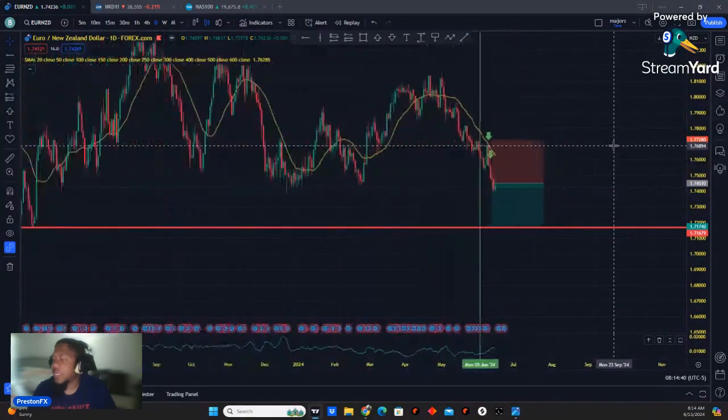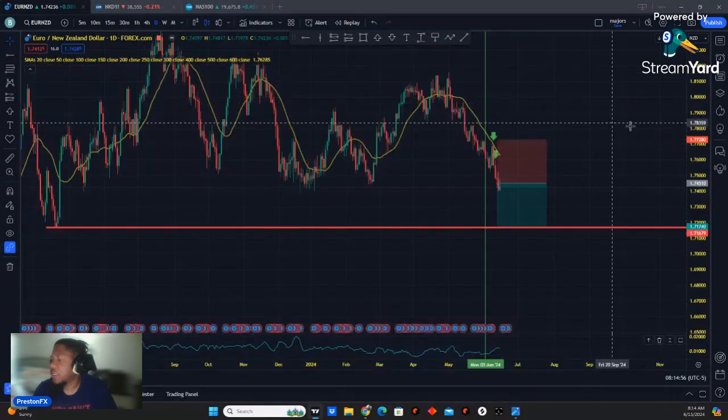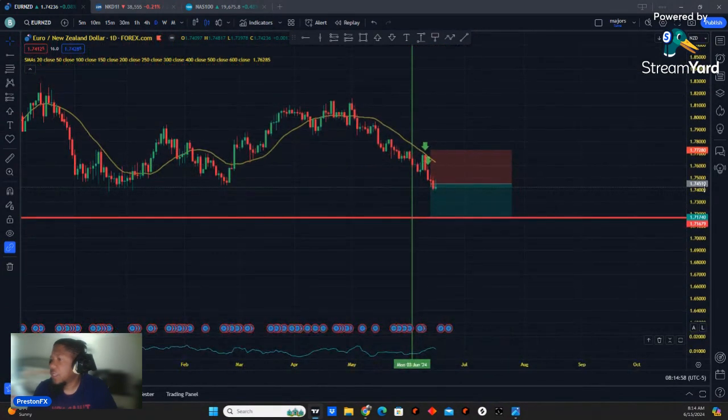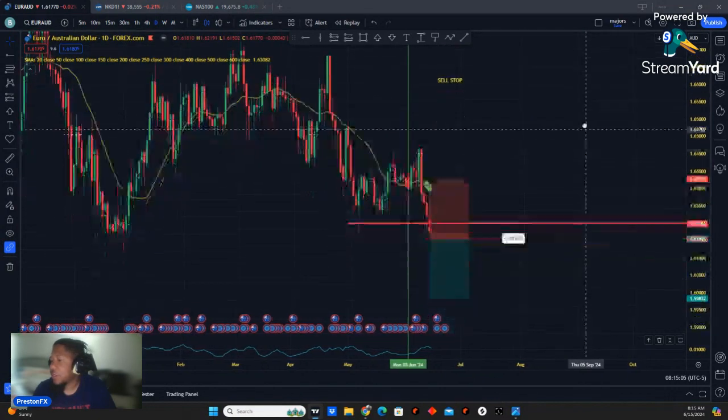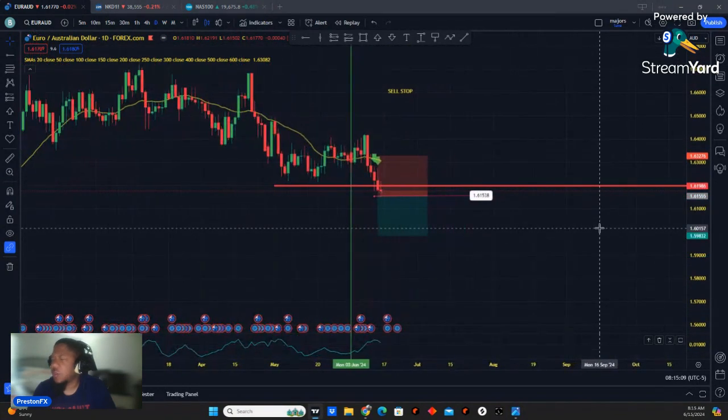All right, Euro NZD. Let's look at whether it is still strong. Euro NZD. Oh, did it change? It's neutral on the monthly. So potentially it can go either way. When it says neutral, it can consolidate and then come back down. I am still waiting for this sell stop to trigger on Euro AUD. It has not triggered yet.